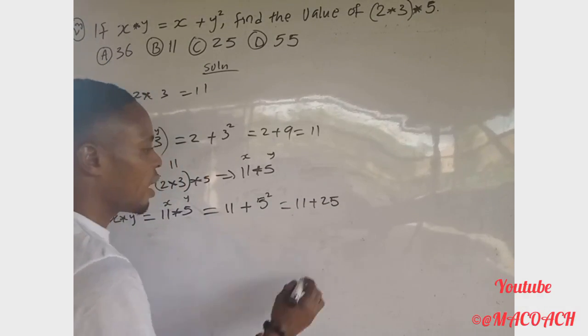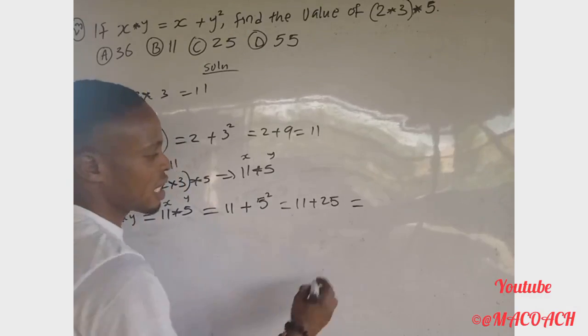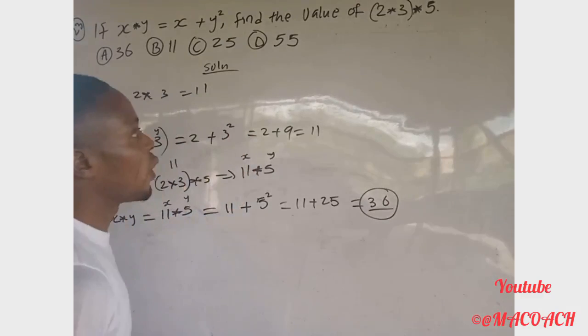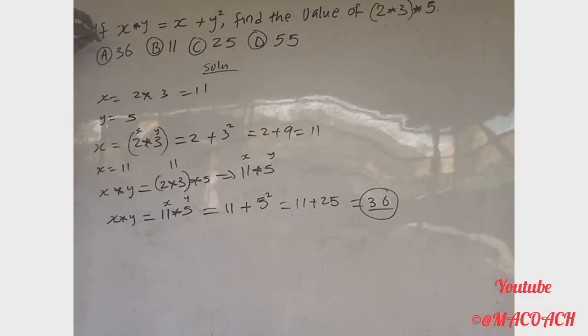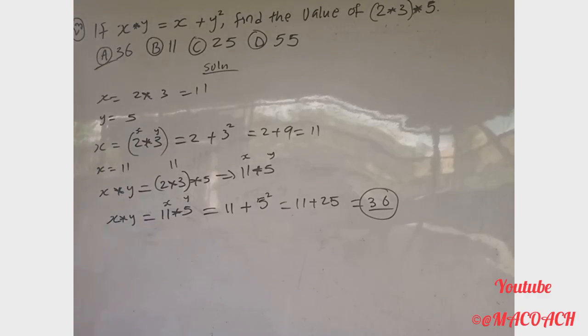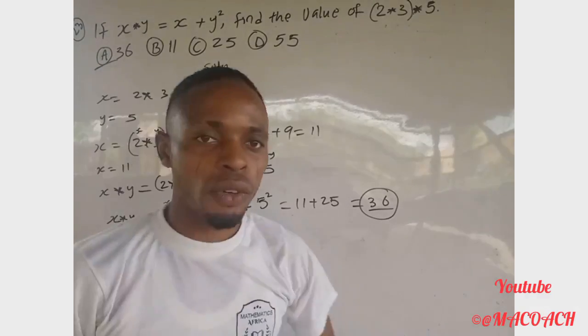11 plus 25 gives us 36. So our answer is equal to 36, and our option is A. So that is how you solve this kind of question.